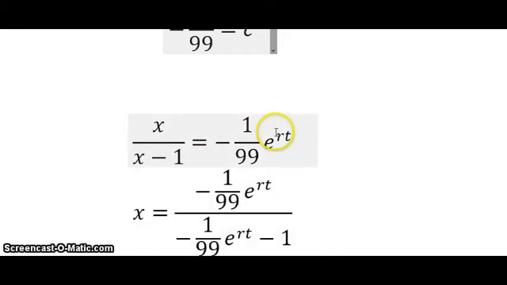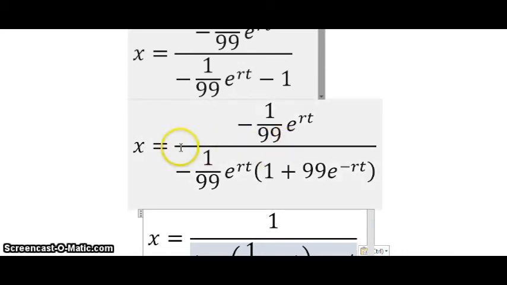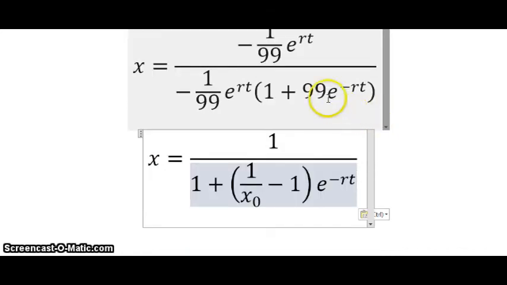Because the equation is still in implicit form, we have to make it explicit, x equal to something. We do algebraic manipulation here, and I believe you can do this by yourself. So we get this equation here. Remember that 99 is actually 1 over x0 minus 1; if you don't believe it, just do it and you can find the value of 99. So guys, the explicit equation of the logistic equation is x equal to 1 over (1 plus (1 over x0 minus 1) times e to the power of minus r times t).